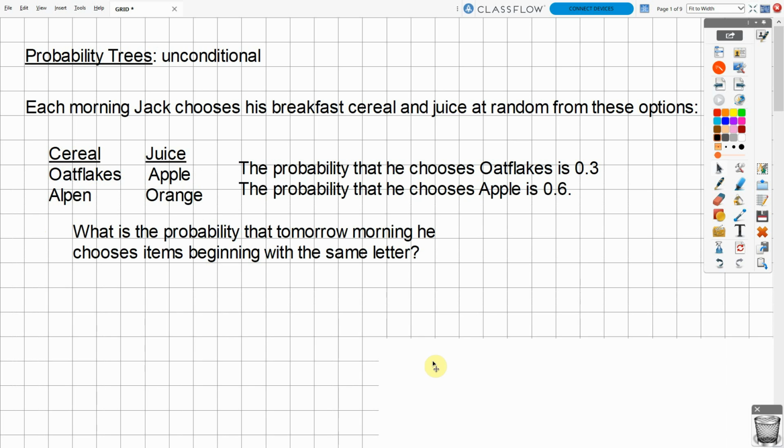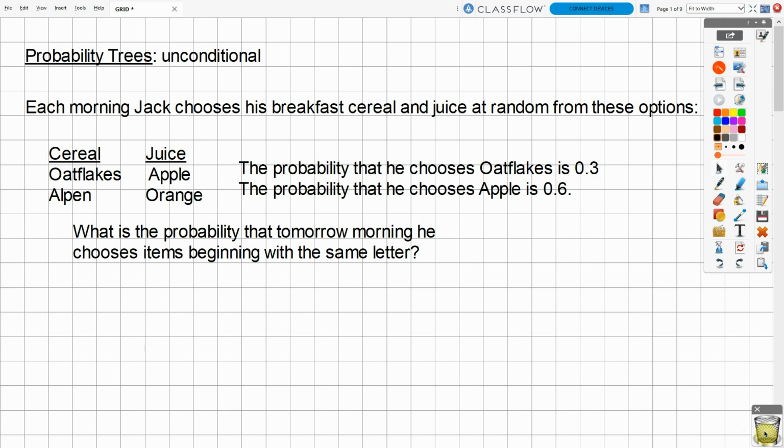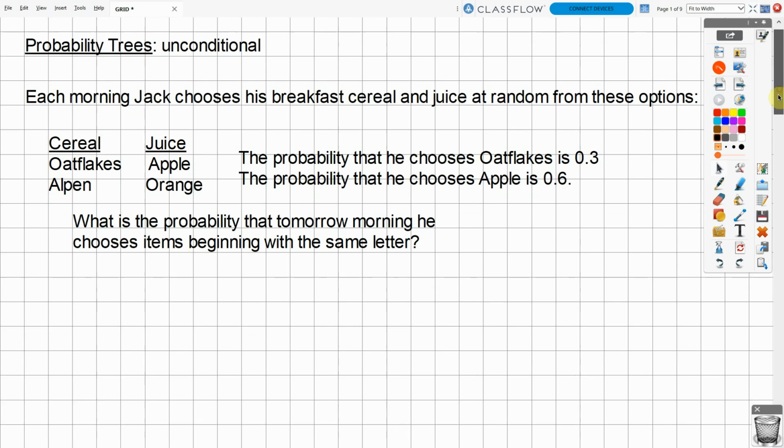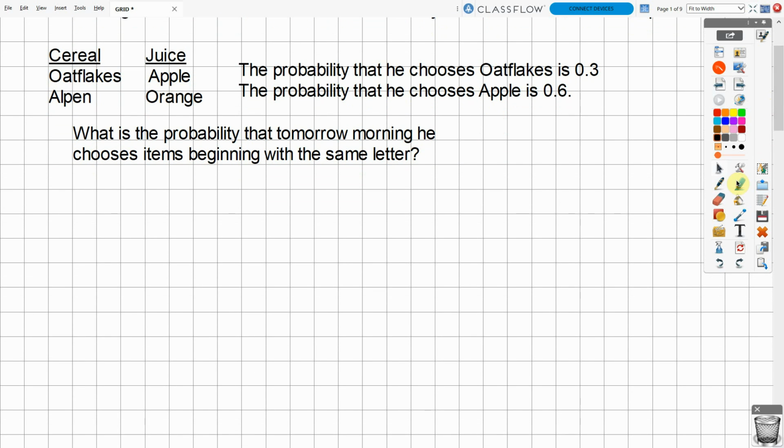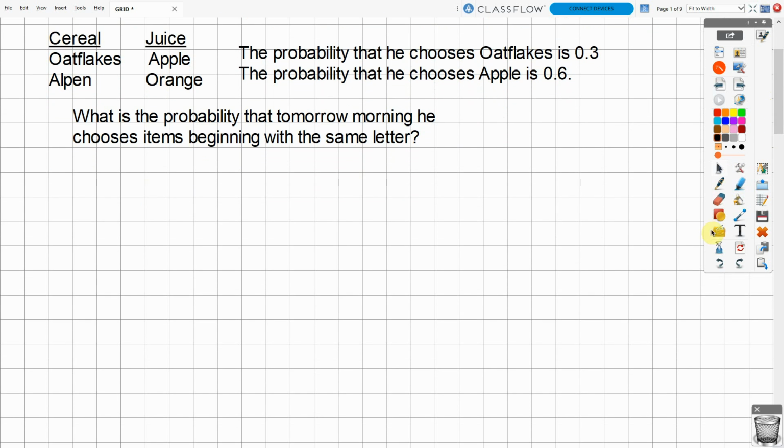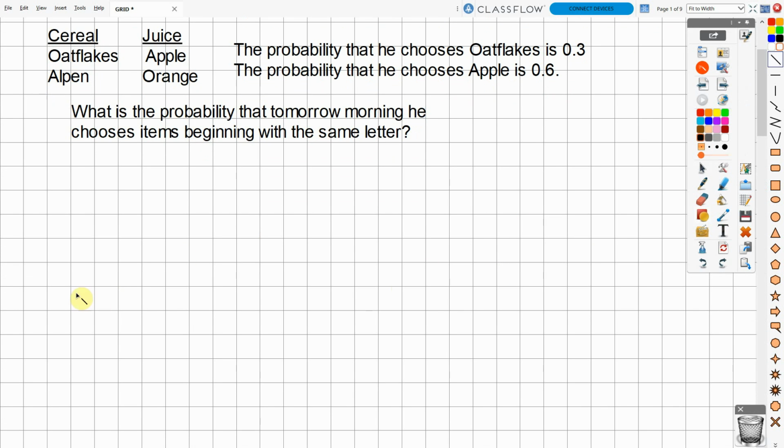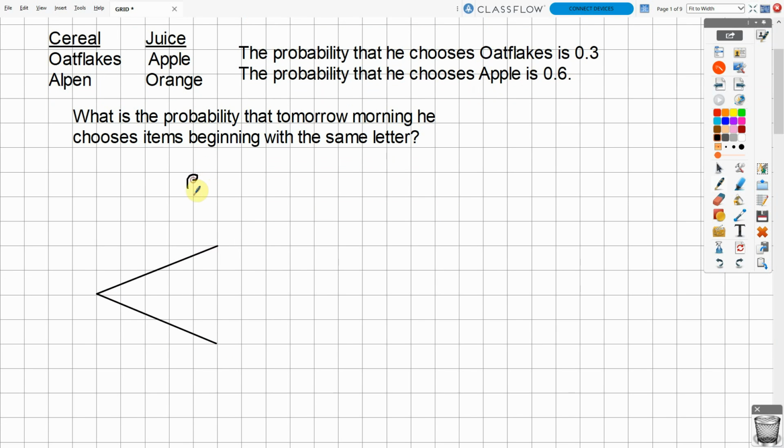Now the question we're going to look at is, what is the probability that tomorrow morning he chooses items beginning with the same letter? Now in terms of setting this out as understandably as possible, what we do is we set up what's called a probability tree. It has 2 branches to begin with, and these 2 branches consider what happens with the cereal. Perhaps he picks oat flakes, perhaps he picks Alpen.